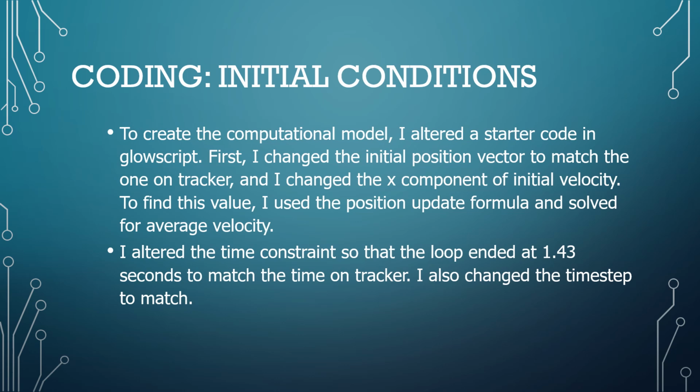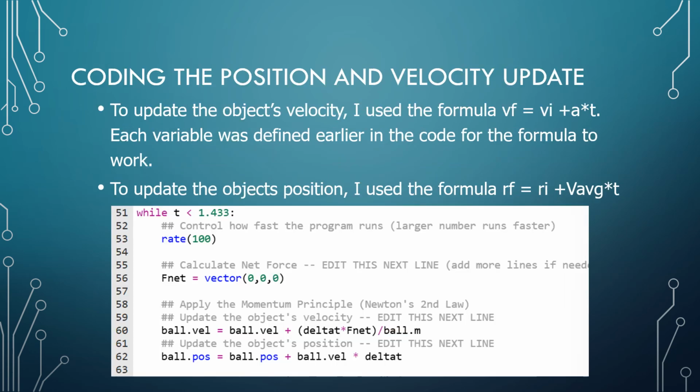So now for the computational model. To create the computational model, I altered a starter code in GlowScript. First, I changed the initial position vector to match the one on Tracker, and I changed the x component of initial velocity. To find this value, I used the position update formula and solved for average velocity. I also altered the time constraint so that the loop ended at 1.43 seconds to match the time on Tracker.